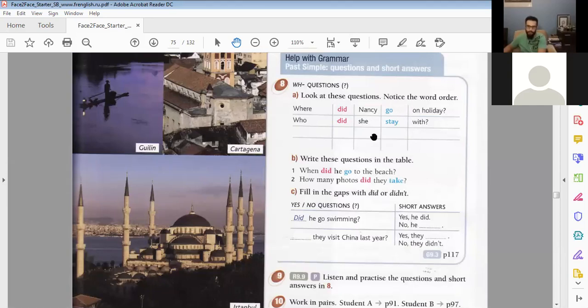We use the present or the infinitive verb form for verbs. So where did Nancy go on holiday? Or what did you study last lesson?